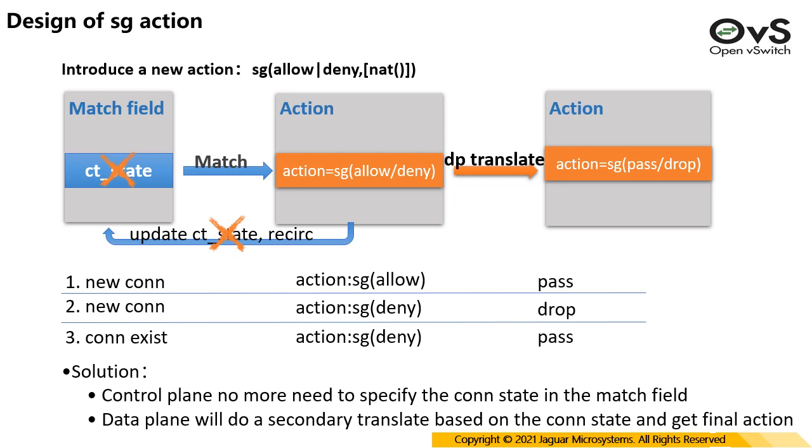Thus, the control plane no longer needs to specify the connection state in the match field, and can put other actions together with the SG action. Datapaths will have more information on how to deal with the packet. No more need to recirculate to do the match again. Thus, multi-actions can be unified into one flow rule, and leave the SG action to the data path, which will do a secondary translation based on the connection status.